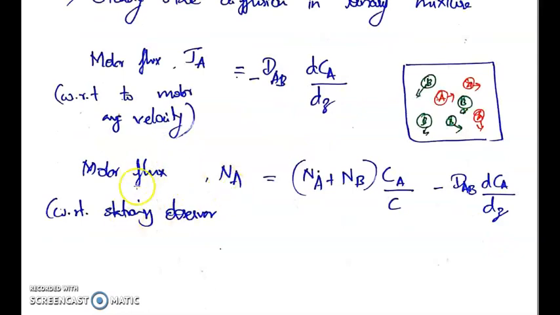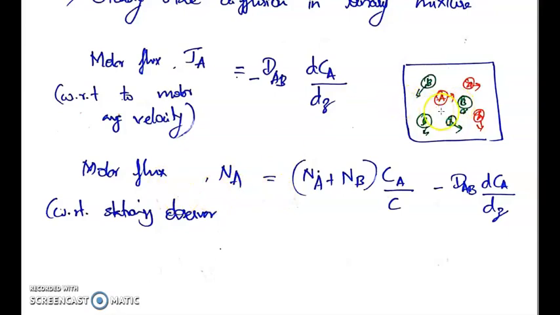But I have another expression for NA. Here NA is equal to (NA plus NB) into CA by C minus DAB into dCA by dZ. This is the molar flux of A with respect to a stationary observer. You might be wondering why we have a term NB here. It is because the flux of B will also contribute to the flux of A. This will determine the rate at which A is actually diffusing.